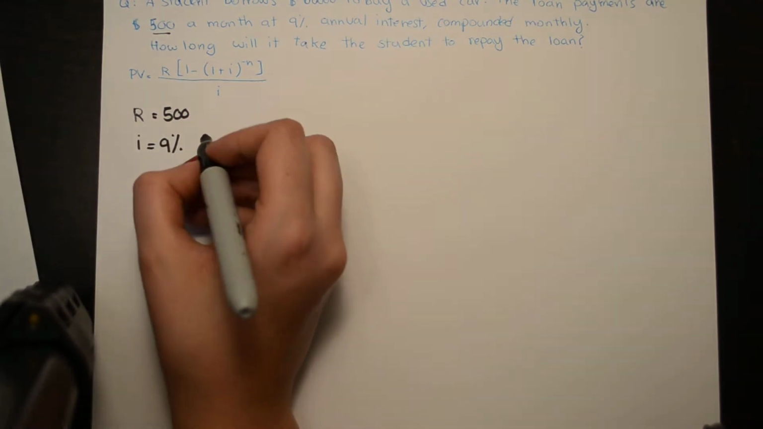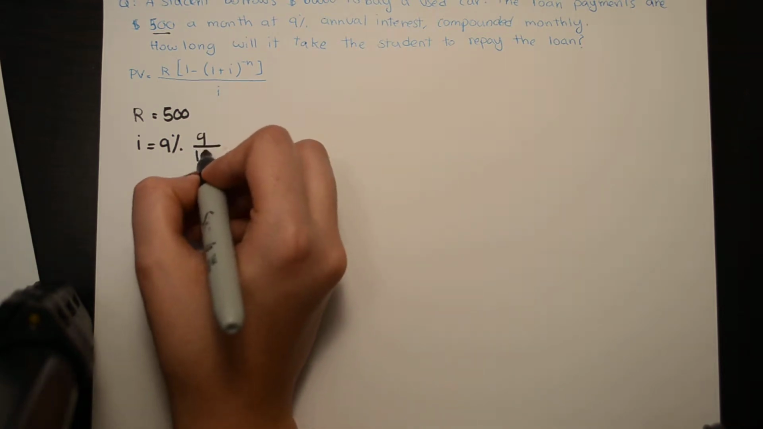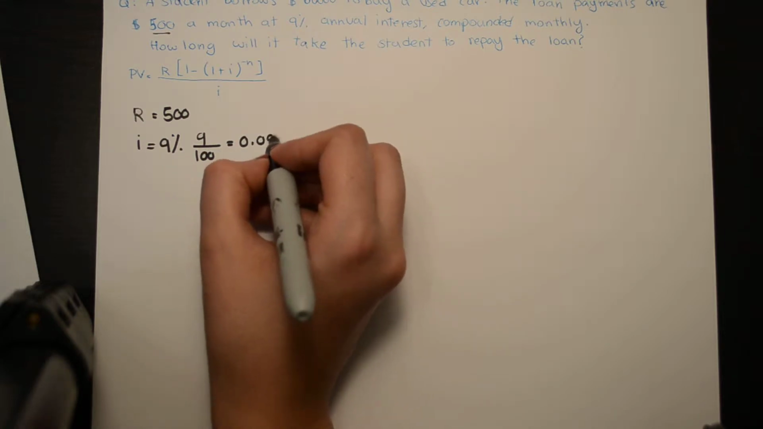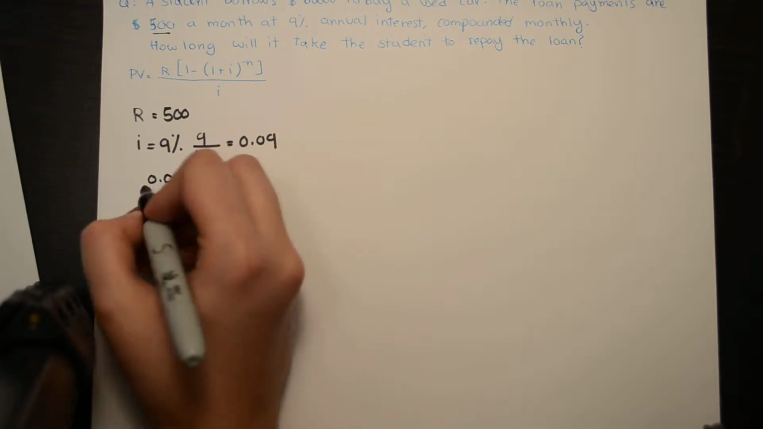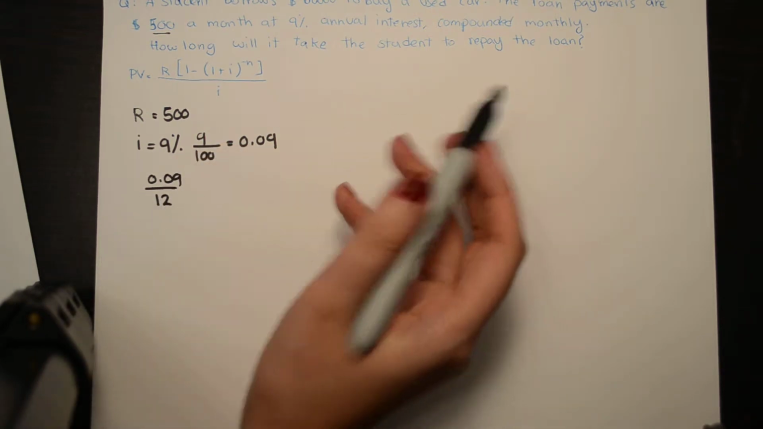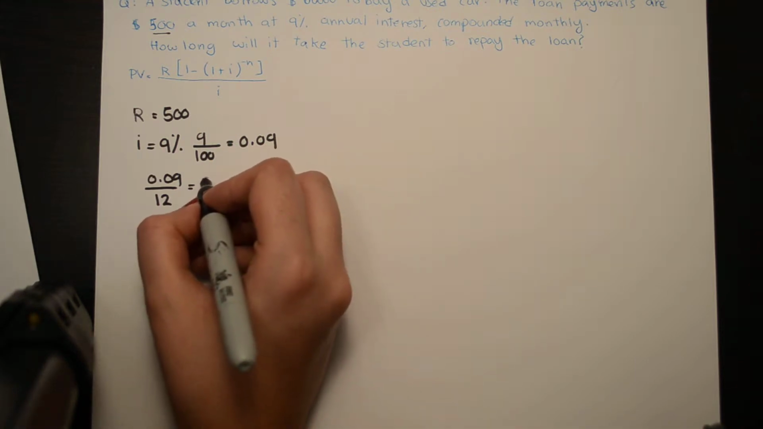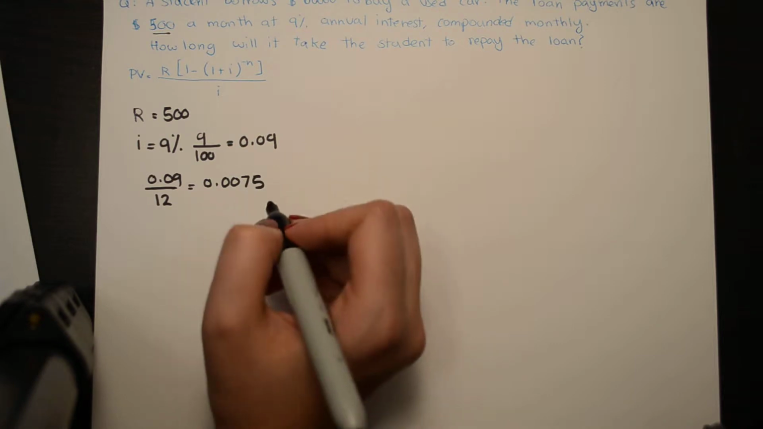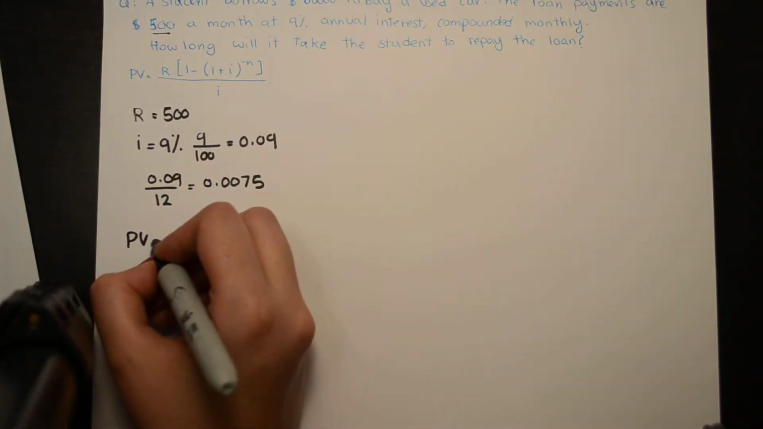We have to divide this by 100, which will give us 0.09, and then divide this again by 12, because it was compounded monthly in 1 year, which will give us 0.0075. And the present value, as it was said, is $60,000.